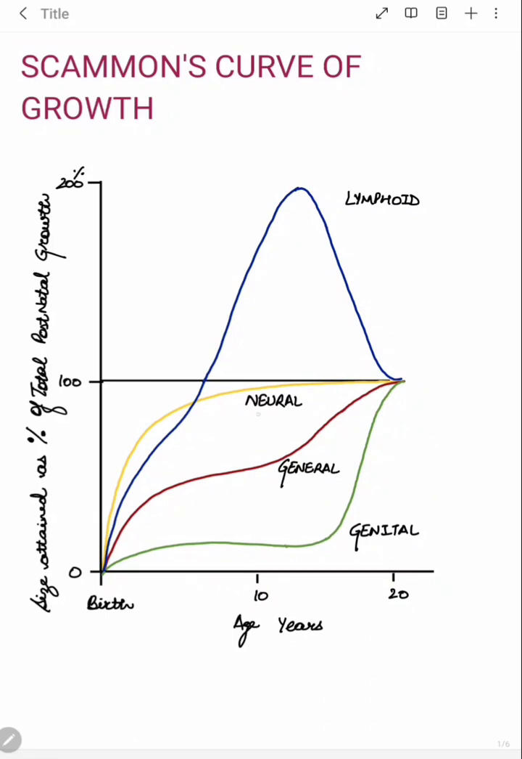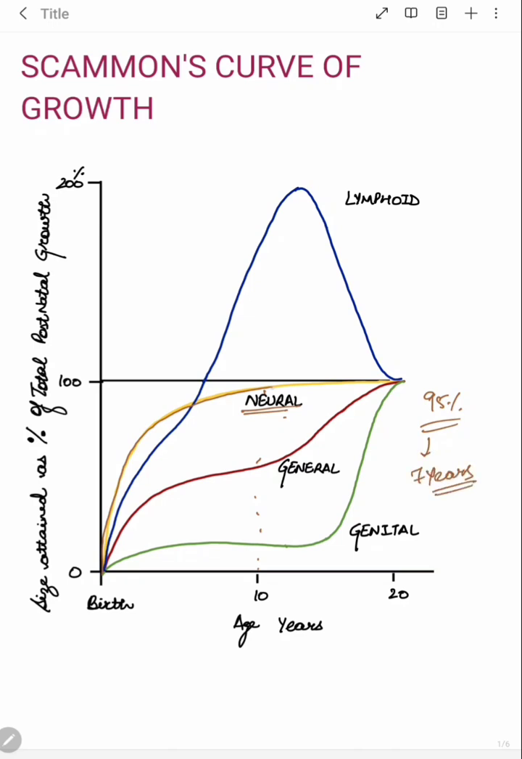So now we will discuss the neural curve. Neural basically means we are talking about the nervous system. Here you can see this curve which shows that almost 95% of growth is taking place before the age of 10 years, or you can say till 7 years of age.